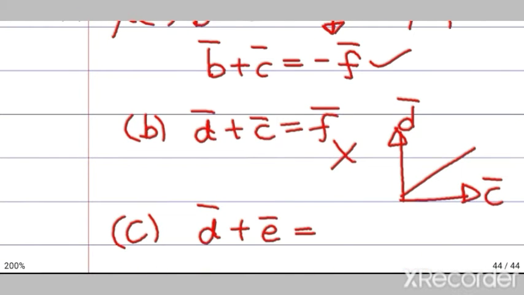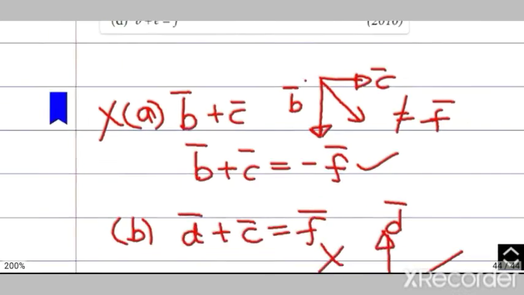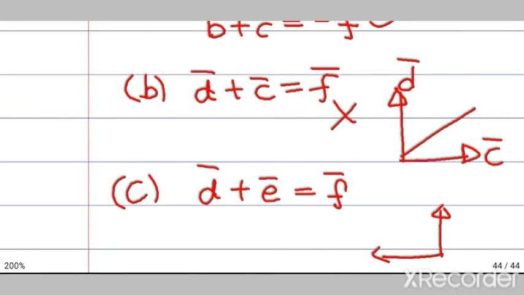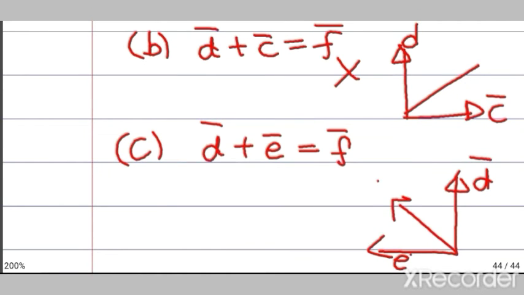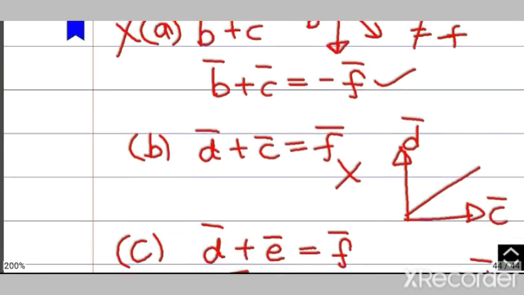Let's look ahead. D plus E equals F. Let me draw these vectors and their resultant. D, E, let me correct it. D, E, okay, F. So it's the answer.